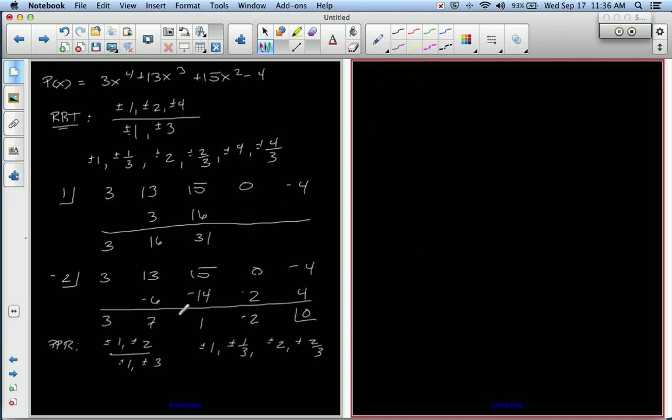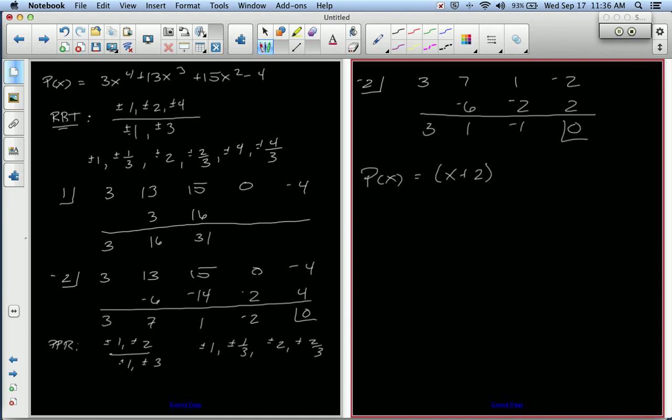My new synthetic division is going to be the cubic, right? 3, 7, 1, and negative 2. I'm going to try negative 2 again. Maybe I'll have a double root. 3, negative 6, 1, negative 2, negative 1, 2, and bam. Negative 2 is a double root. So far, P of x, this quartic, is the same as x plus 2 squared times 3x squared plus x minus 1.